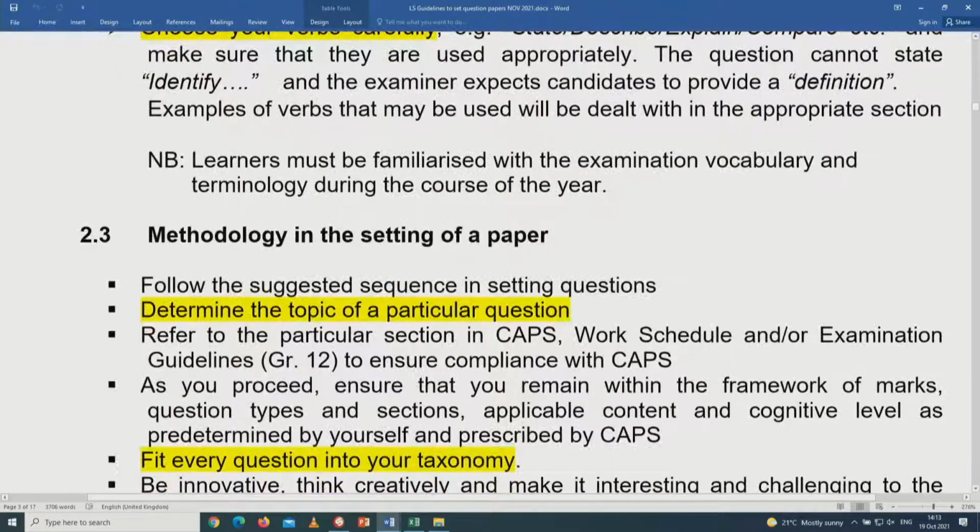Important, learners must be familiarized with examination vocabulary and terminology during the course of the year, of course. If the learners are exposed to these things throughout the year, you can assess them on that at the end of the year. You can't at the end of the year assess things that you have never been referred to or mentioned or taught throughout the year.